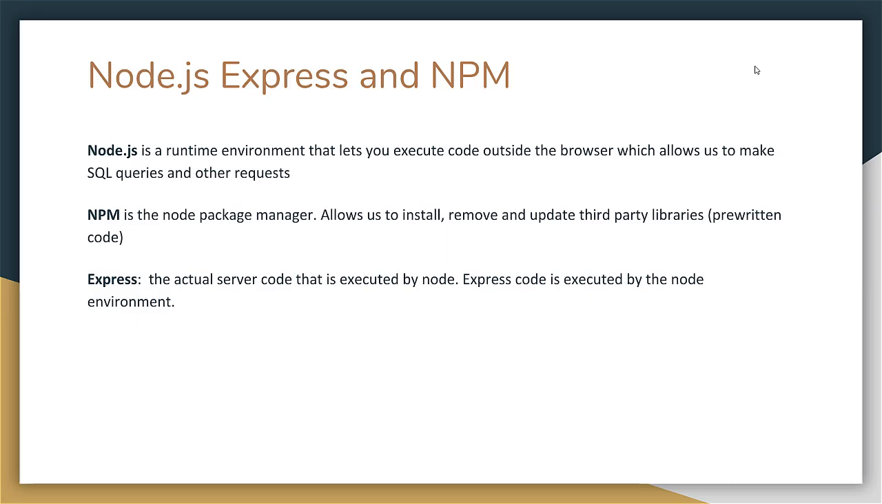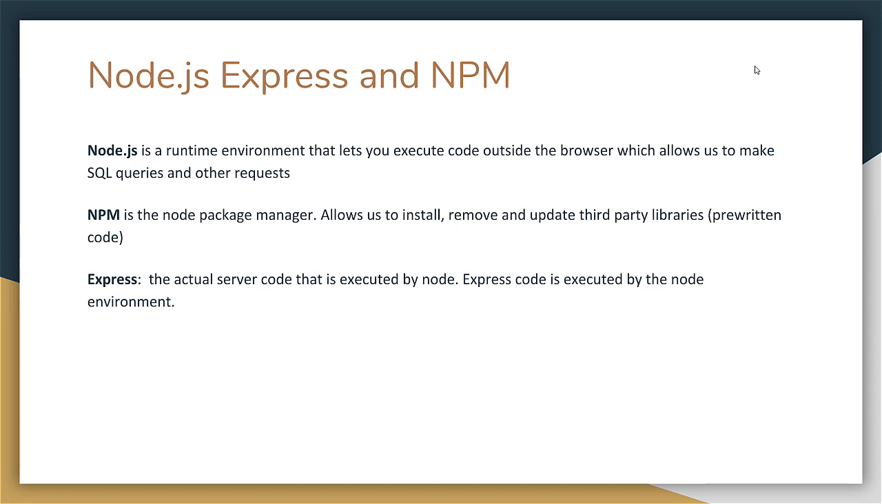So in the last video, we set up a very simple Express server with the React front end. In this section, we'll cover exactly what Node, Express, and NPM is. So first of all, NodeJS is a runtime environment that lets you execute code outside the browser. And this is important for things like making HTTP requests and SQL queries.